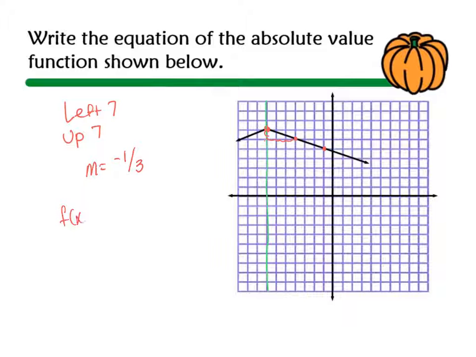So when I go to write my equation, I have f of x equals, my slope was -1/3. It moved to the left 7, so in my absolute value I'm going to have x plus 7. It moved up 7, so I'm going to have plus 7 at the end.